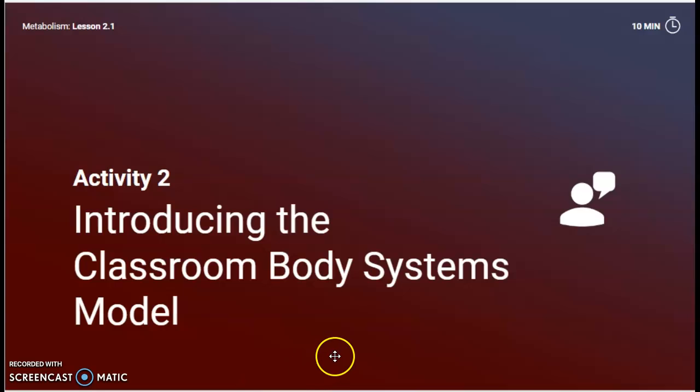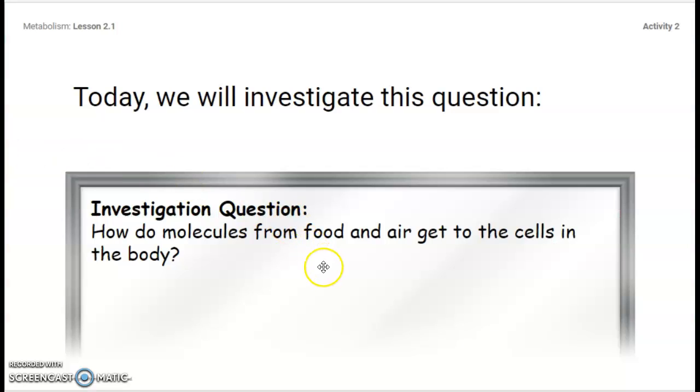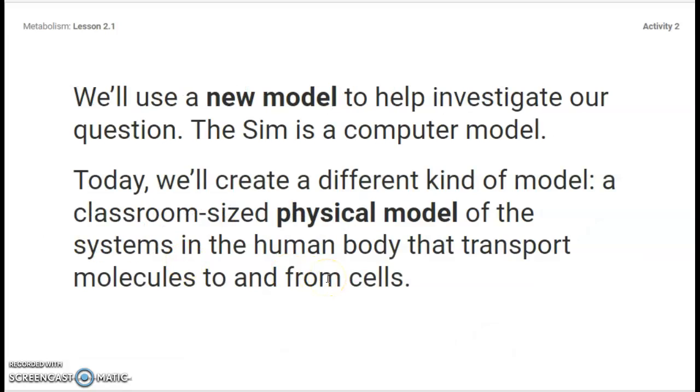So we're going to move on to activity 2, which is going to be the classroom. We're going to use the entire classroom and create a body system model. So in this, we're going to investigate how the molecules from food and air get into the cells of the body. We're going to use this new model to help us investigate, and then you're going to use the sim as well today as the computer model.